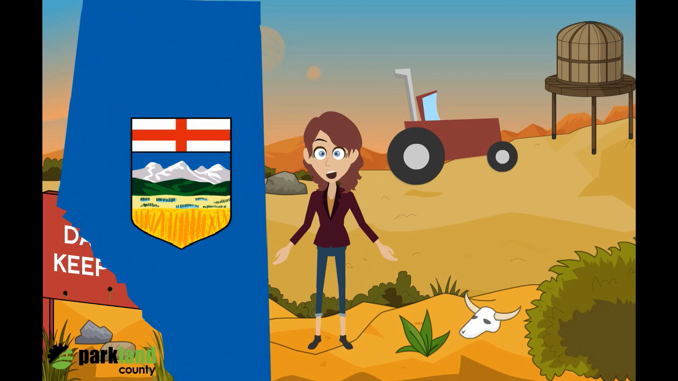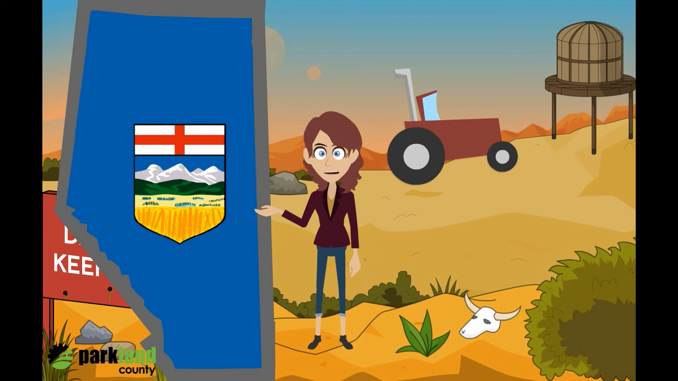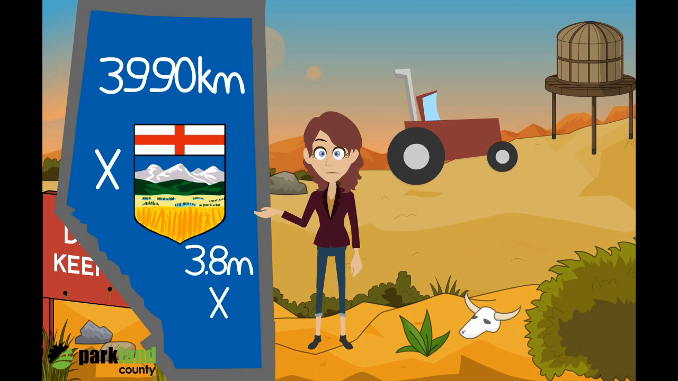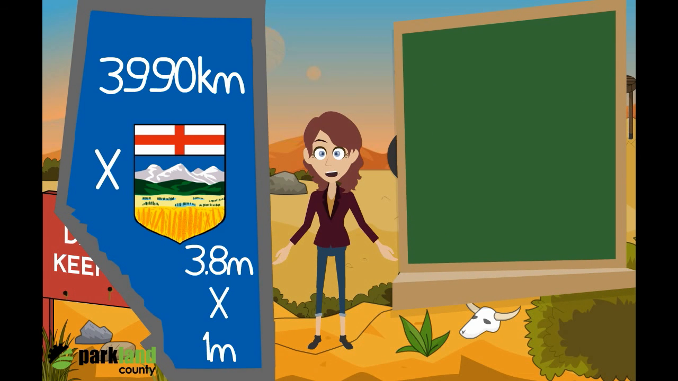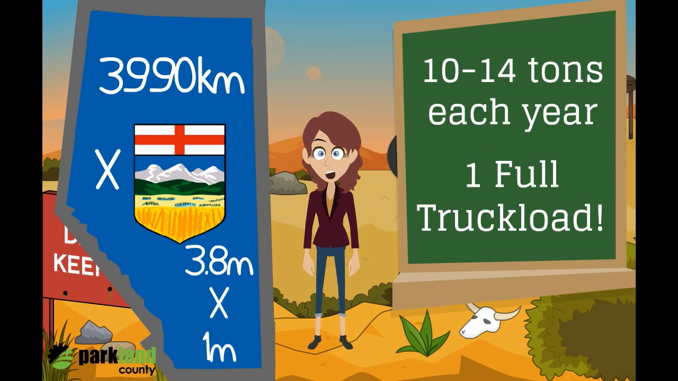In 1 year, Alberta uses enough aggregate to build a wall around the entire province. That's 3,990 kilometers. The wall would measure 3.8 meters high by 1 meter thick. On average, every Albertan uses 10 to 14 tons of aggregate each year. That's 1 full truckload. Aggregate mining is necessary but temporary use of land.